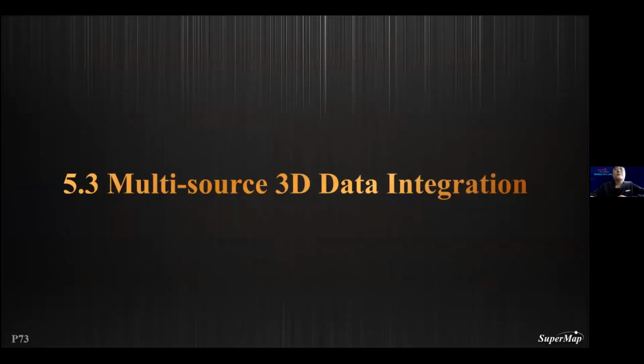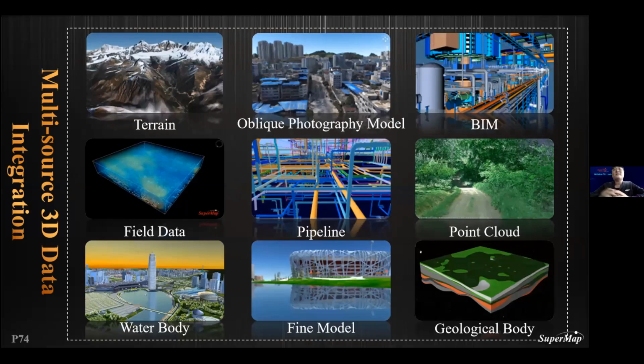And the multi-source 3D data integration is very important. So in SuperMap 3D GIS, we can integrate all kinds of 3D model data, such as the terrain data, the oblique photography model, the BIM model, the field data, the pipeline, point cloud, water body, fine model, and the geological body.